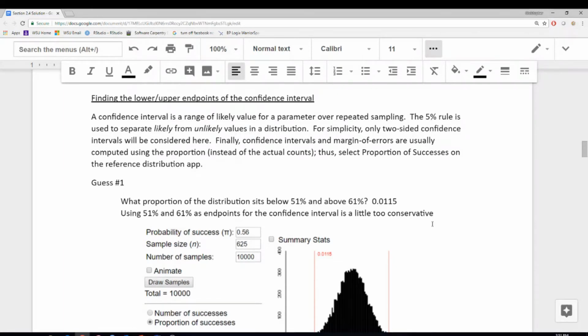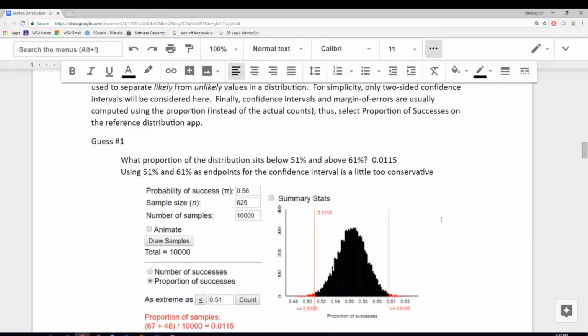Finally, confidence intervals and margin of error are usually computed using the proportion instead of the actual counts. So we usually compute a margin of error quantity for a percentage. So in our reference distribution app, we're going to want to make sure and select proportion of successes when we're building the graphs.